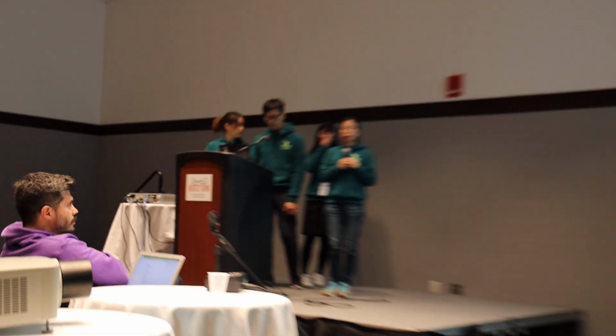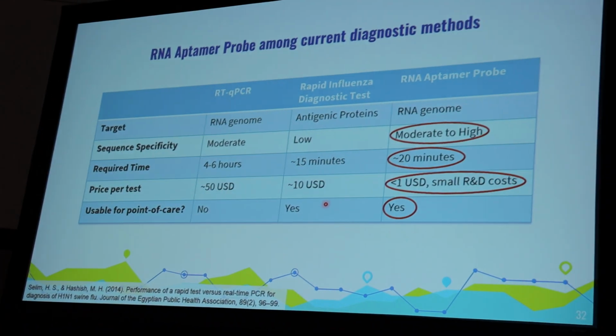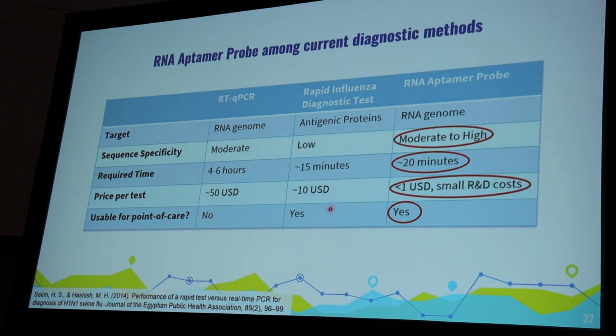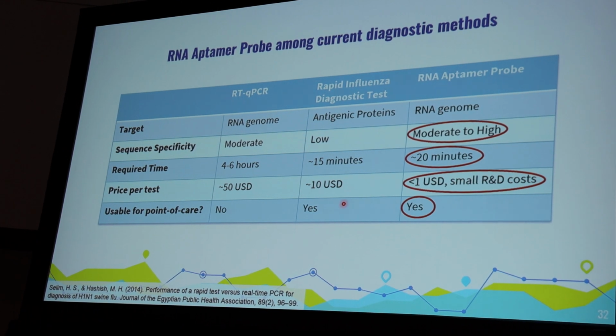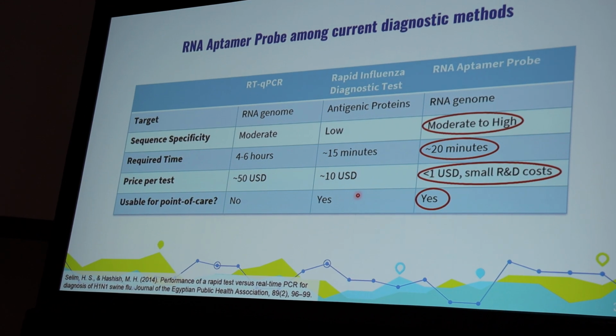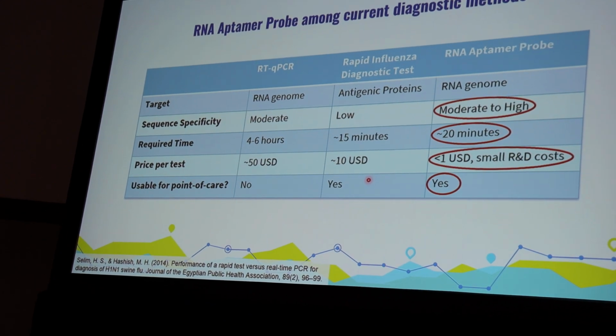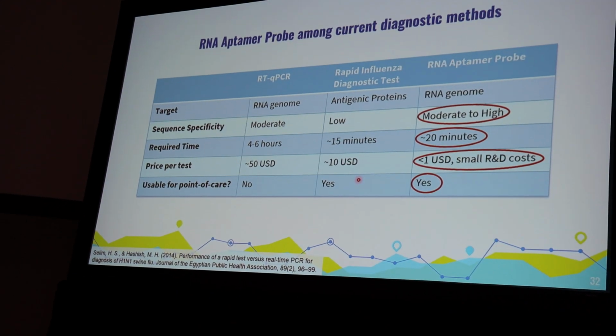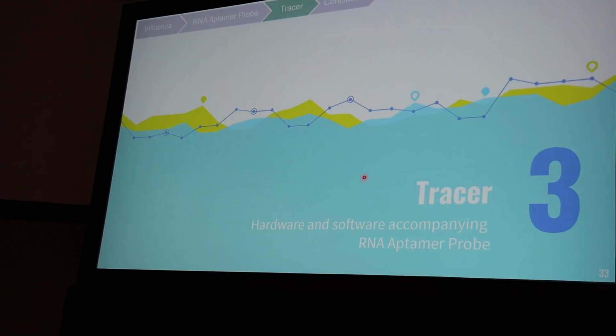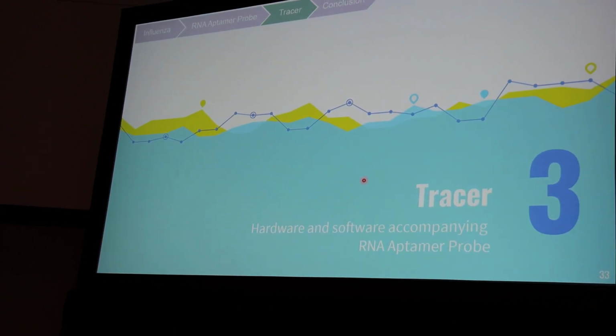So to summarize, we expect our RNA probe should have these advantages among current diagnosis methods, including moderate to high specificity, short required time for diagnosis, low cost, and also it allows point of care usage. So I'll pass the time to Yan to talk about the tracer, which is our device.